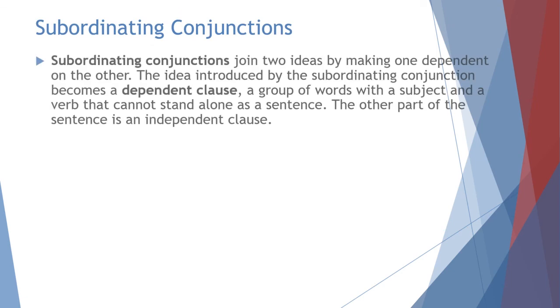Subordinating conjunctions. These join two ideas by making one dependent on the other. The idea introduced by the subordinating conjunction becomes a dependent clause, a group of words with a subject and a verb that cannot stand alone as a sentence. The other part of the sentence is an independent clause.